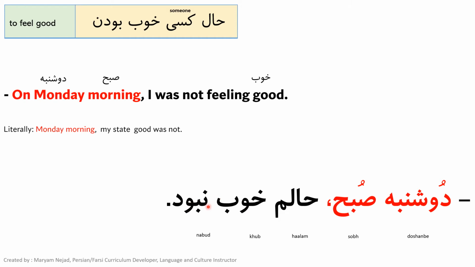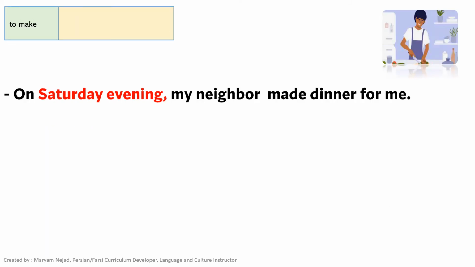And then if we don't want to negate it, we want to say I was feeling good. We just say halam khub bud, right? Let's take a look at another example here. We want to say on Saturday evening, my neighbor made dinner for me.